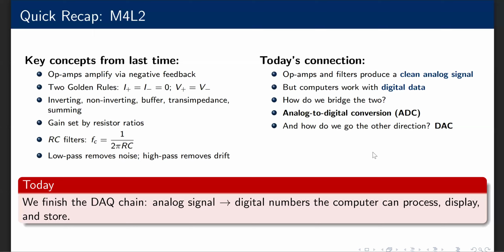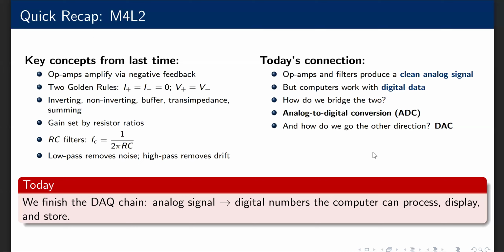So last time we built tools for analog signal conditioning, op-amps which amplify by negative feedback. But we had 2 golden rules: no input current and V+ equals V-. We learned 5 configurations: inverting, non-inverting, voltage follower, transimpedance, and summing. And we learned about RC filters with the cutoff frequency formula fc = 1/(2πRC).